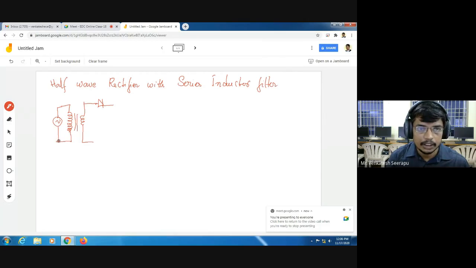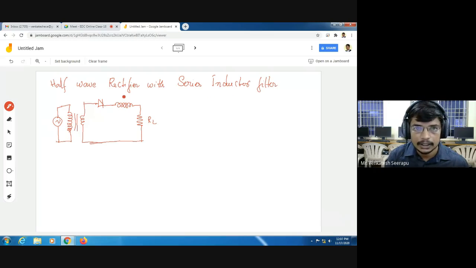Our filter component, the inductor, is connected in series with the load resistance. Here I am using an inductor as the filter component. That's why it is an inductor filter, and since the inductor is connected in series with the load resistance, it is called a series inductor filter.